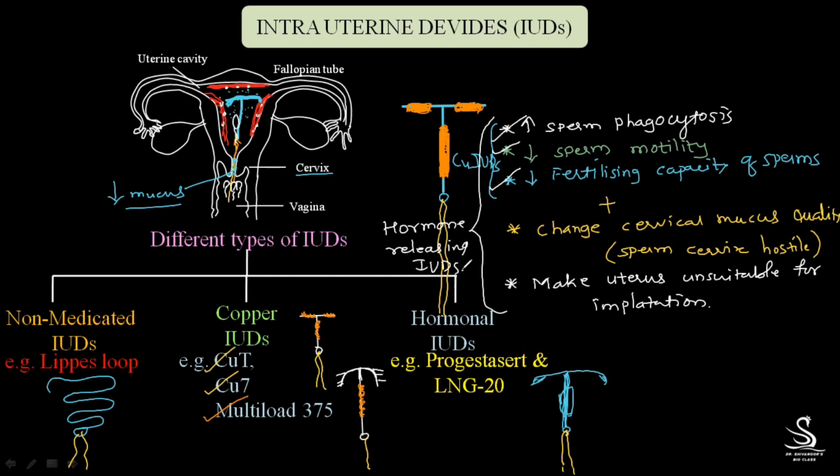I hope so, students. In this class, you have all properly understood how the chemical contraceptive methods are going to be useful, and even how the hormone-releasing IUDs are going to be helpful. This is the way how they are going to be placed inside the uterus.